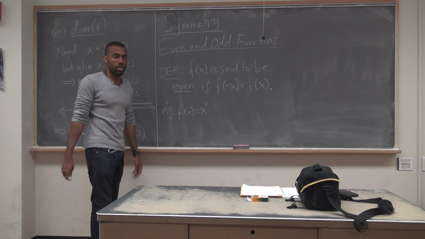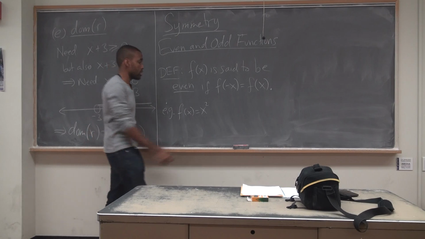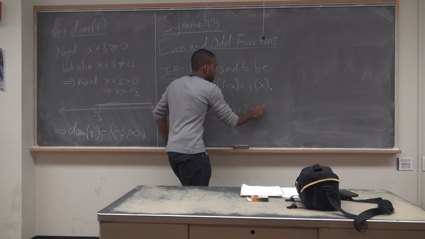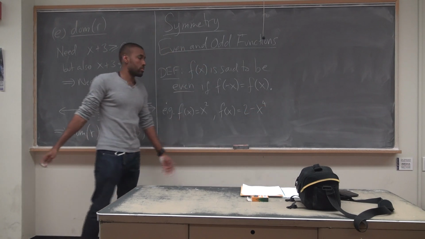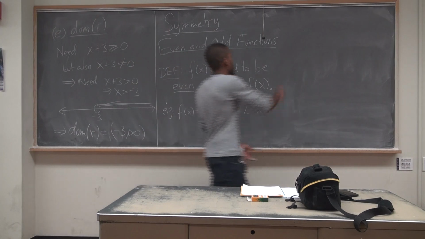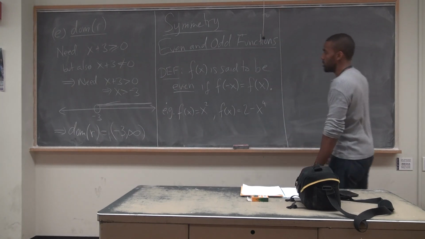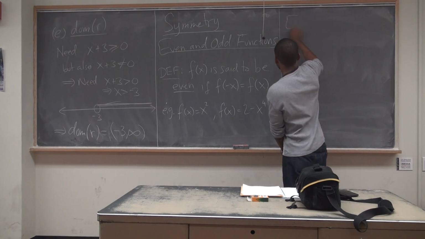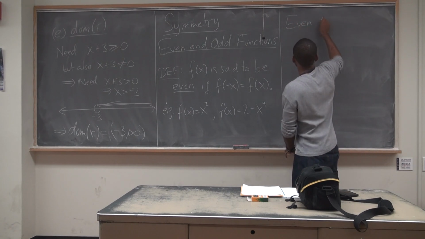If I replace x with negative x, it's not going to make a difference. The square is going to kill the negative. f of x equals 2 minus x to the 4th is also an even function. Why do we like even functions? There are many applications where they're easier to work with. In particular, even functions are symmetric about the y-axis.